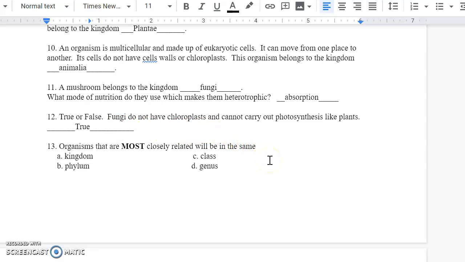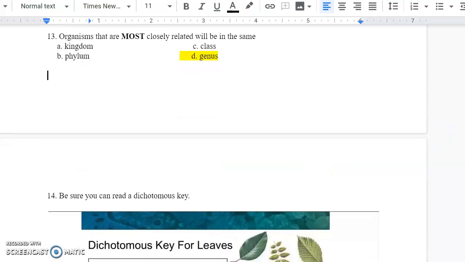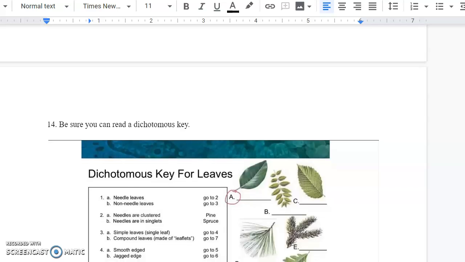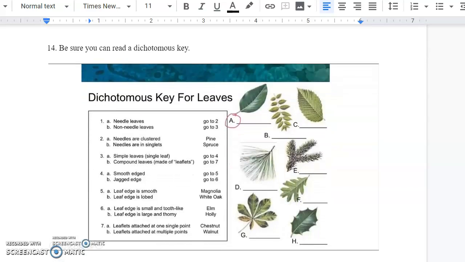13. Organisms that are most closely related will be in the same genus. Again, kingdom starts out really broad, and then we narrow it down as we go down through there. So genus is the most closely related something can be without being the same thing. Okay, 14 says, be sure that you can read a dichotomous key.